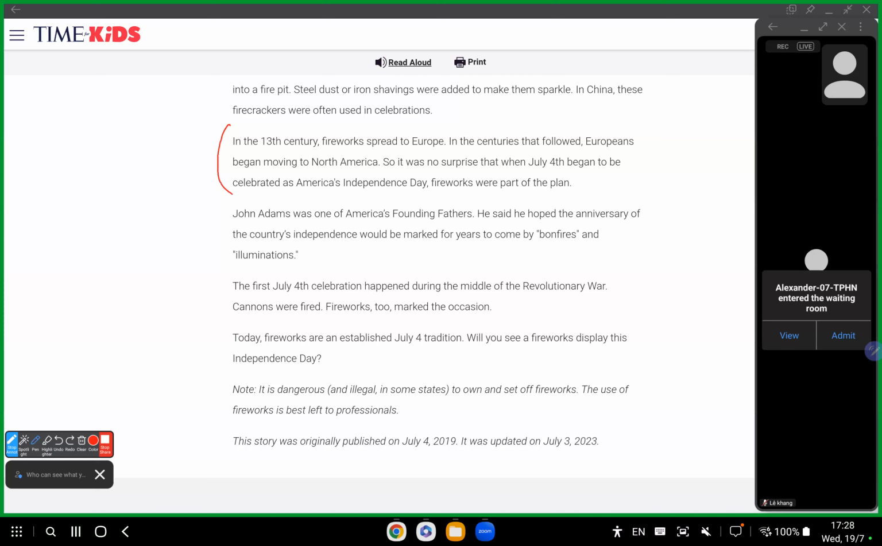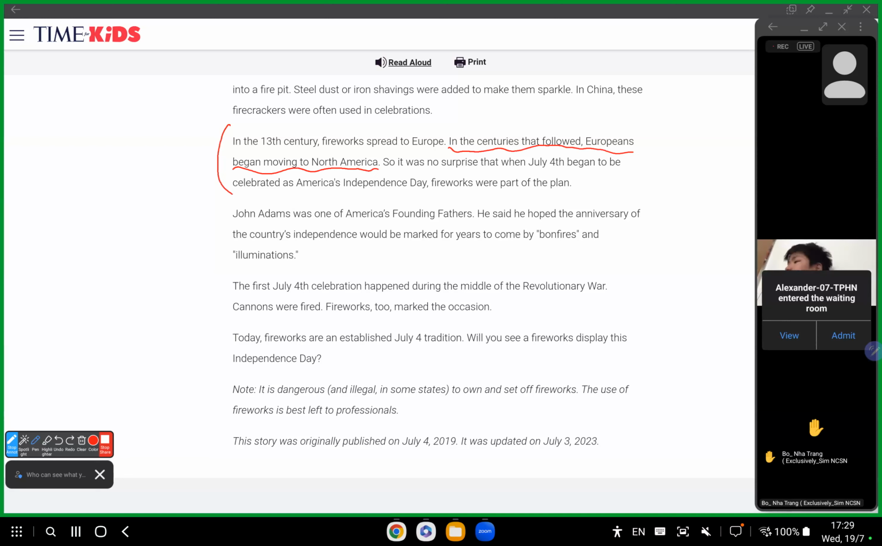Stella. I think that Europeans began moving to North America. Very good. I'll just squiggle it right out. In the centuries that followed, Europeans began moving to North America. Good, more facts. Bo? So I see, so it was no surprise that when July 4th began to be celebrated as America's Independence Day.